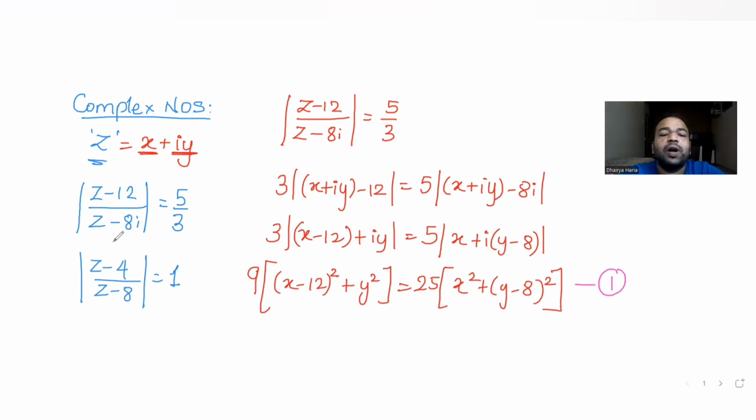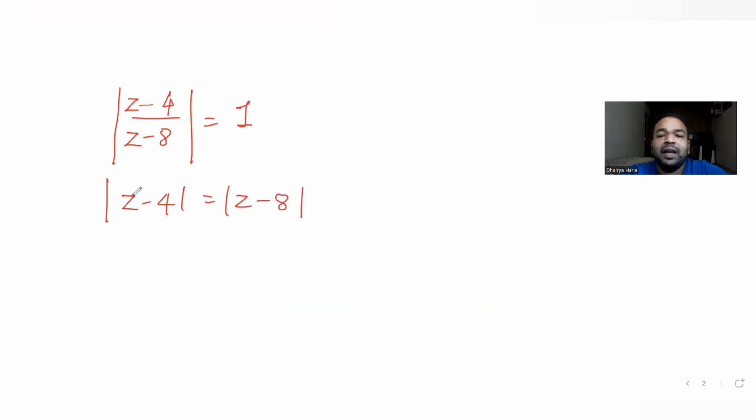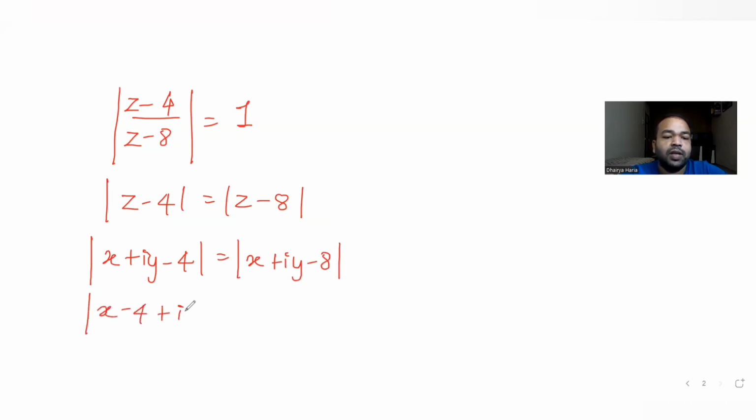We get an equation which is in terms of x and y. Let's solve the other equation also and try to find the equation for x and y, and then we'll solve both of these and get the values of x. So the other equation that is given to me is |z - 4| / |z - 8| = 1. So I can write this as |z - 4| = |z - 8|. z is nothing but again a complex number, x + iy. So you get |(x - 4) + iy| and |(x - 8) + iy|.